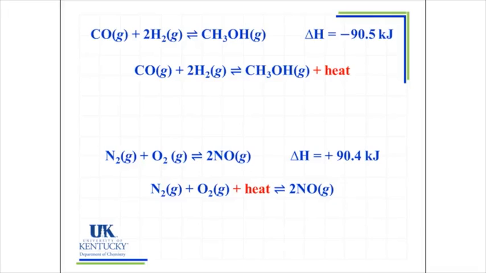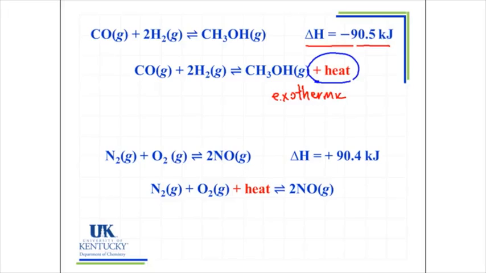Now we need to look at the effect of changing the temperature. Before we can do that, we do have to figure out, do we have an exothermic reaction or an endothermic reaction? Now, when I look at the first reaction here, I see a delta H value of minus 90.5 kilojoules. What that tells me is that this is in fact an exothermic reaction. The negative sign indicates that heat is being lost from the system. And so what we can actually do is treat heat like a product because heat is coming off of the system.